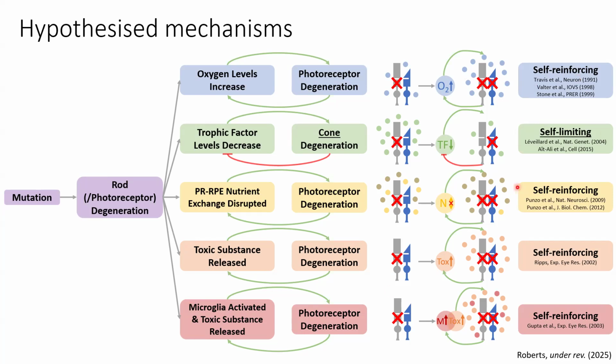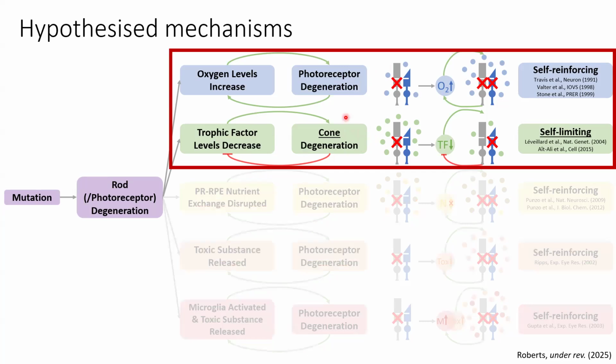So all of these mechanisms are self-reinforcing, in that once they've gotten started, they will keep going, with the exception of the trophic factor hypothesis, which is self-limiting in that cone loss will decrease the uptake of trophic factor. And all of them could in fact explain secondary rod and cone degeneration, again with the exception of the trophic factor hypothesis, which would only explain secondary cone degeneration, since it's only the cones that are using the trophic factor in this case.